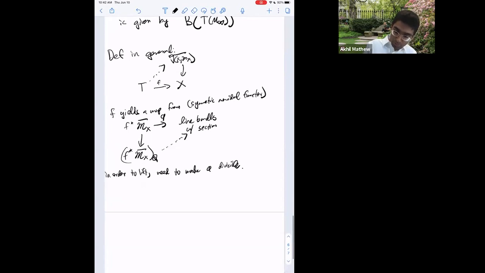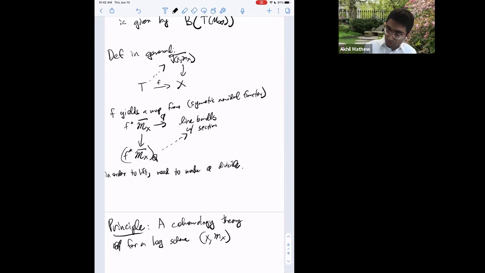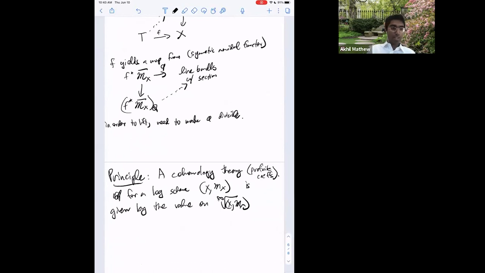So the general idea or principle is that a cohomology theory for a log scheme is given by its value on the stack with no log structure. And I guess this should say with profinite coefficients.